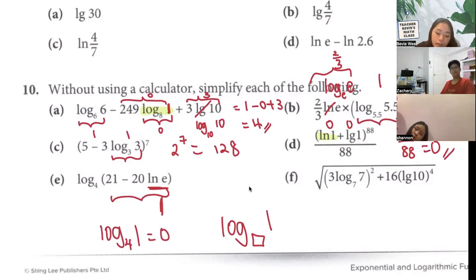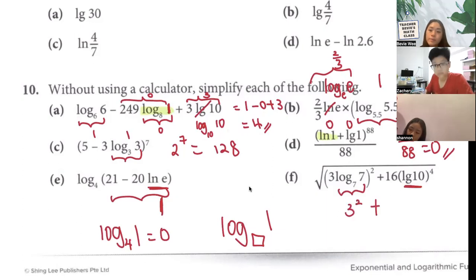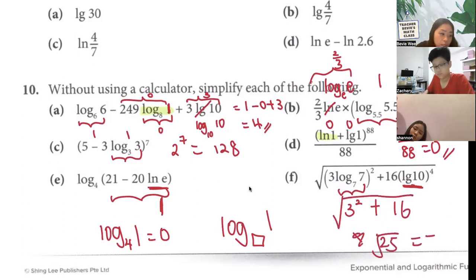Okay. Last one. Log 7 is a 1. 1 times 3 is 3 squared, plus log 10 is a 1. 16 is 1 to the power of 4, so it's 1 still. Then after that, this is square root of 25, which is 5. That's it. Just slow down, calm down. I'm very excited to go on to the next portion.